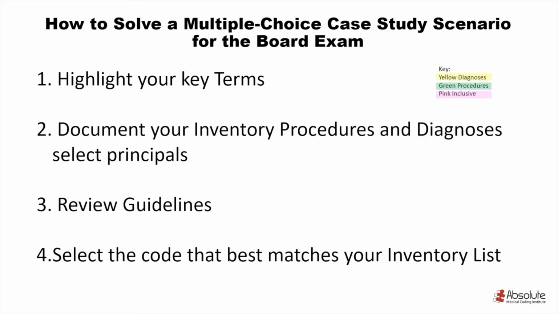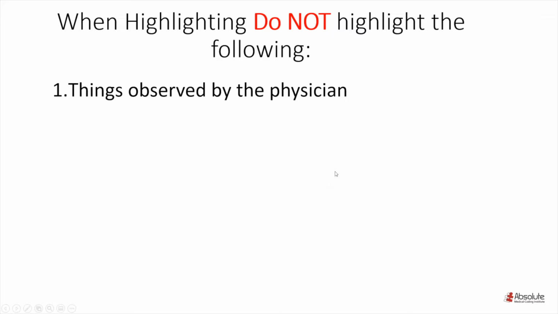I'm gonna let that marinate. Highlight your key terms: yellow, green, pink. Number 2, you're going to inventory. We've been doing this in class. Write down your diagnoses, signs and symptoms, and procedures. Then select which are principal or first listed. In this case, I think first listed is more appropriate. Number 3, review guidelines. 4, select the code that best matches your inventory.